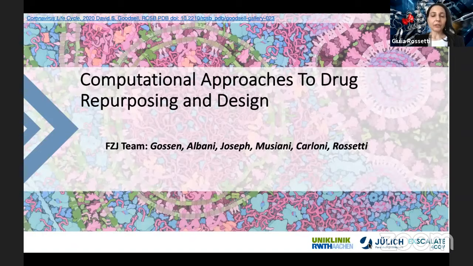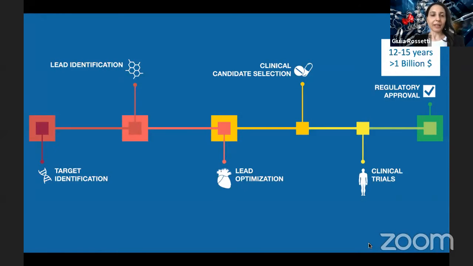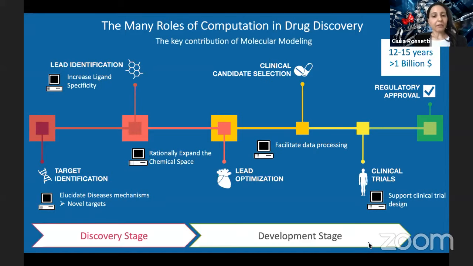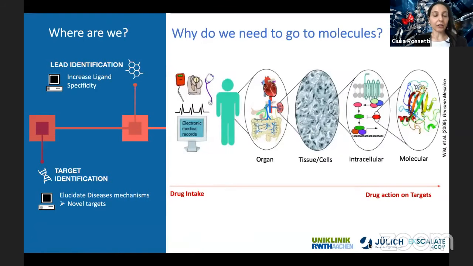The first concept that is important for me to establish is that drug design can be a long process, and the use of computational methods can speed up every stage of the drug design pipeline. Today, I will mostly focus on what we are doing in our consortium to speed up the initial stage of this pipeline, that is the drug discovery stage.